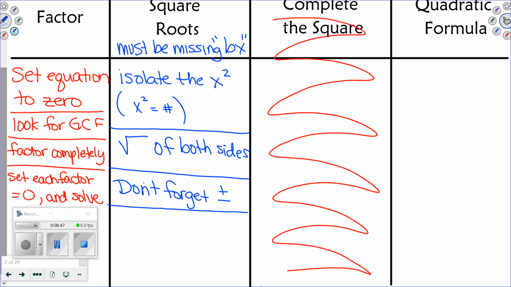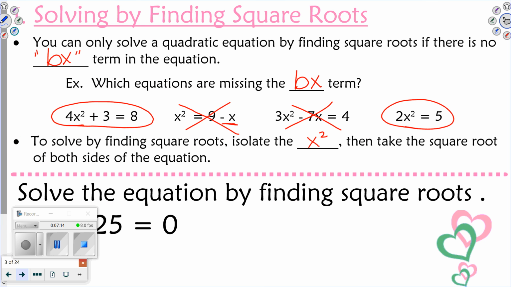Right? So don't forget your plus minus, and then solve for x if necessary. And we'll look at some today where that happens. Okay? Seems pretty simple, right? Get the x squared by itself. Then I take the square root. Make sure I have a plus minus there. And then I just get x by itself if it's not. Sound easy enough? Yeah? Awesome. Let's try it.